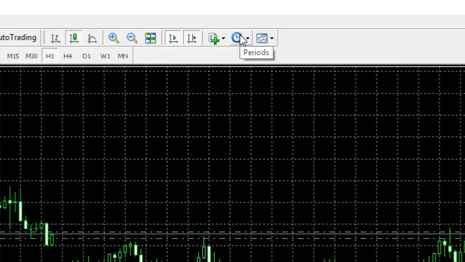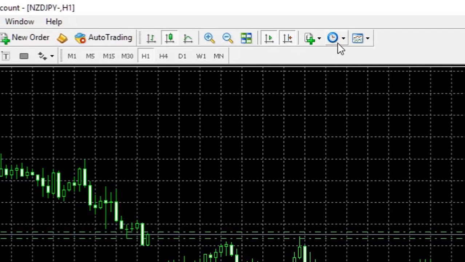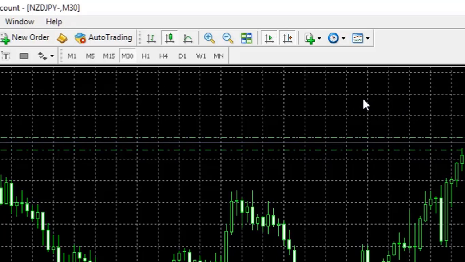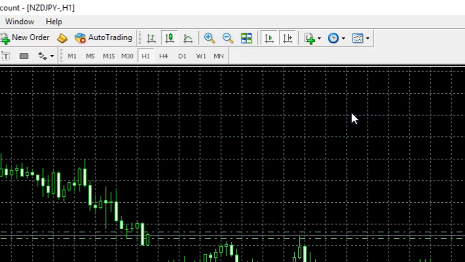The next button here is periods, which is basically the breakdown of the time frame. You can select it. We have the various different time frames here. So if I select the M30, now it's going to show us in 30 minutes, 1 hour, and so on.